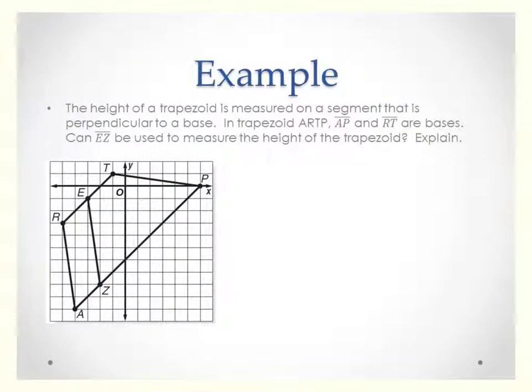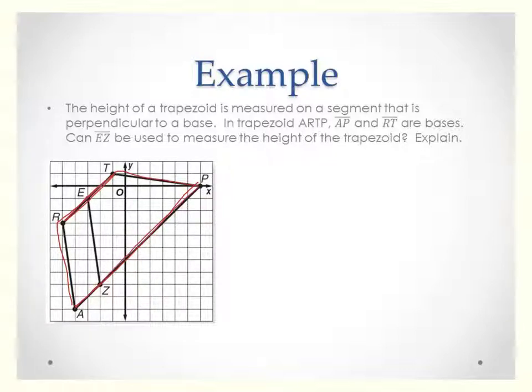So we have a trapezoid, and the height of the trapezoid is measured on a segment that is perpendicular to the base, to either base. This would be a base, and this would be a base. Okay. In trapezoid ARTP, which is the big trapezoid, we actually have two of them here.